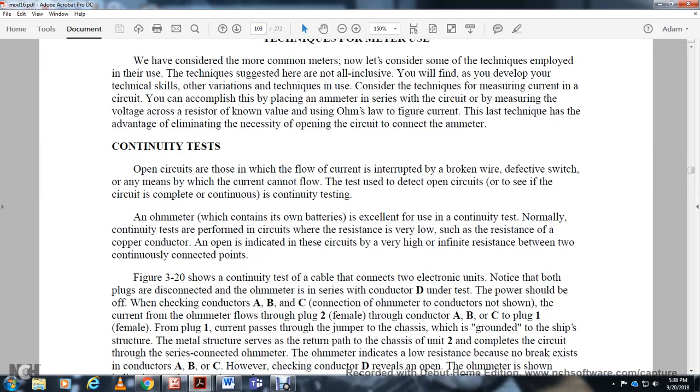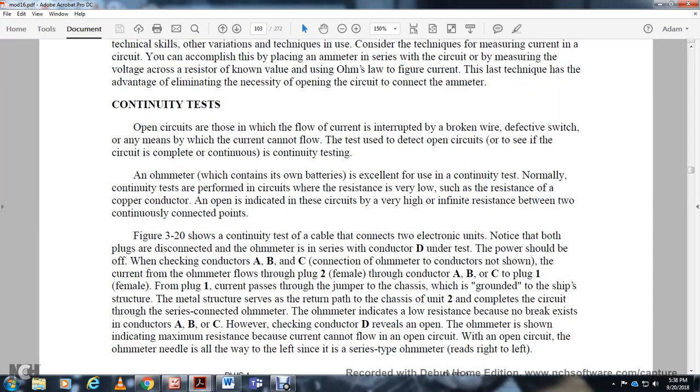The continuity test. An open circuit is one where the flow of current is interrupted, such as by a broken line or a defective switch, so that current cannot flow. You use the continuity test to detect the open circuit, to see if the circuit is complete. An ammeter, which contains its own battery, is excellent for use in the continuity test. Normally, continuity tests are performed on circuits with very low resistance, but an opening in a copper conductor will indicate very high, even infinite, resistance between the two connected parts.